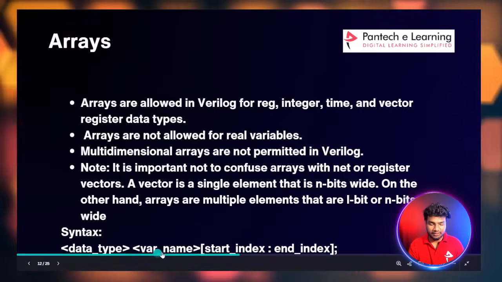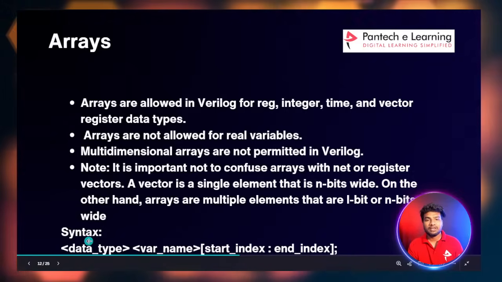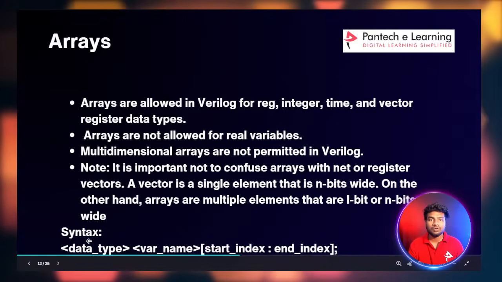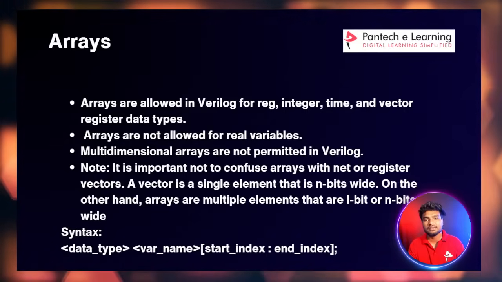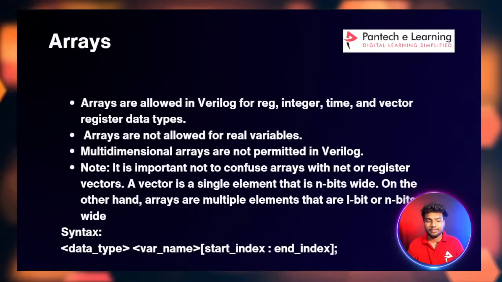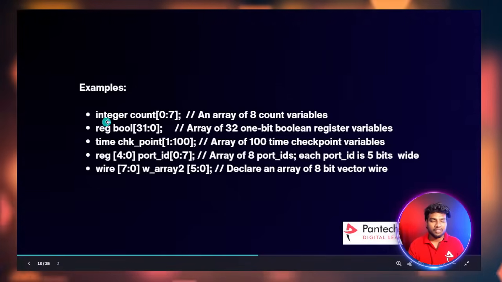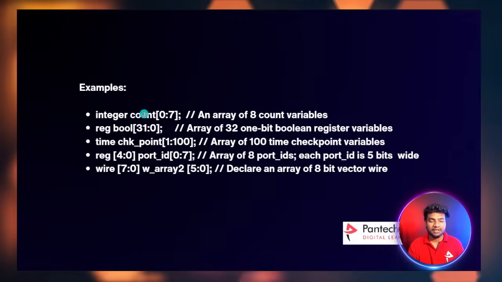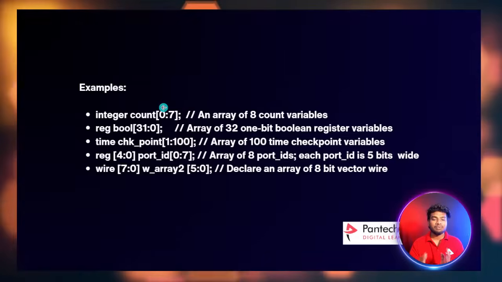The variable name refers to the array name, and then the data type. We can make the array by using data types like reg and wire. This is how we can create arrays. Integer is a data type and this is the array name, and 7 down to 0 gives the memory locations.